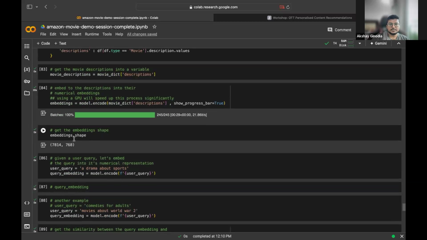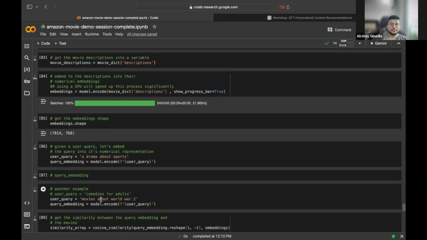Now the interesting thing is to compare text with text. I need to convert both texts to embeddings. So the movie description I've converted to embedding already. Now, if I have a query, let's say movies about World War II, I want to find movies which are about World War II. I need to convert this text also to embedding, which is what I'm doing, encoding the user's query to embedding. So now both the descriptions and the user's query are converted to embeddings.